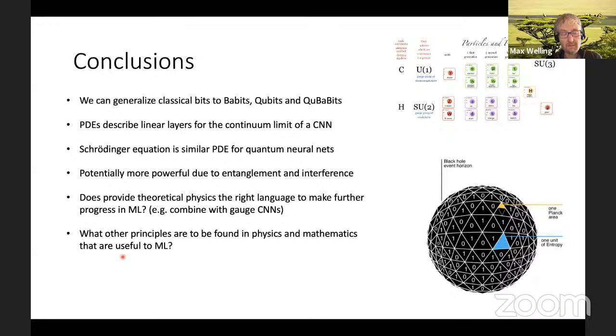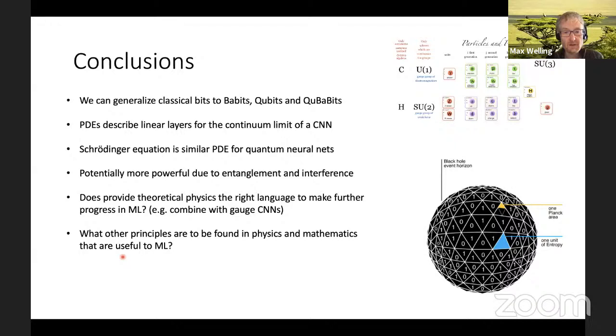We've looked at partial differential equations, basically describing linear layers in the continuum limit of a convolutional neural net. Now we've shown that the Schrodinger equation is also an example of a PDE for quantum neural nets, and we've shown that you really need fields of these quantum bits and run the Schrodinger equation on these fields rather than on individual bits or individual wave functions.